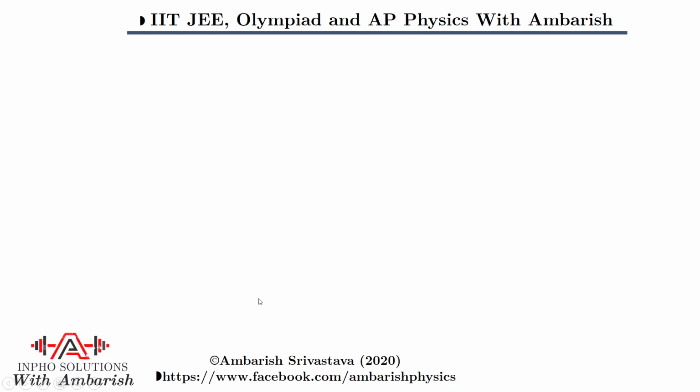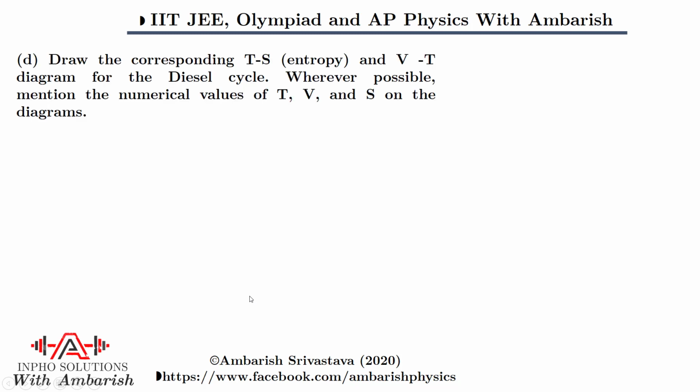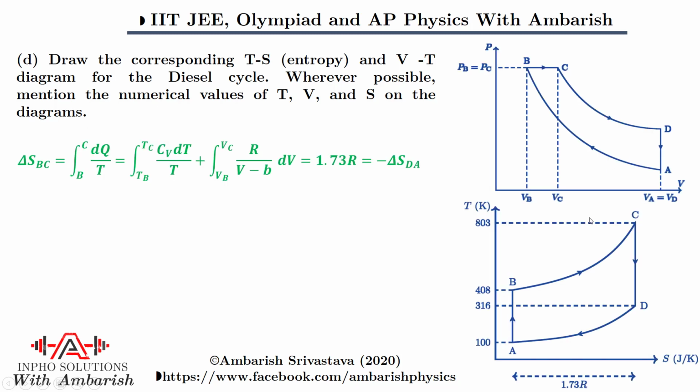Now let's look at the last part, that is part D. So what do we have to do? We have to draw the corresponding TS diagram, entropy diagram, and VT diagram for the diesel cycle. Wherever possible, mention the numerical values of T, V and S on the diagrams. Okay, so now let's see.